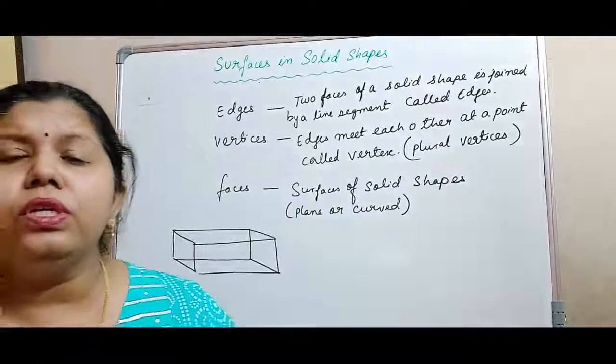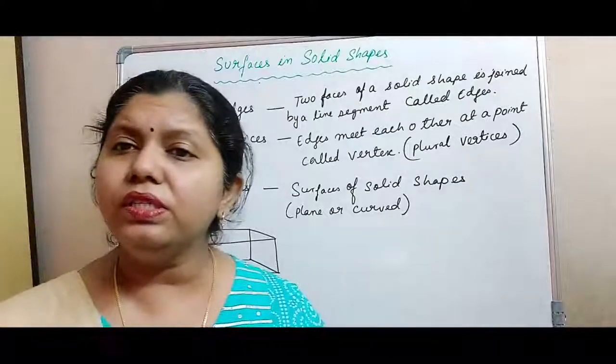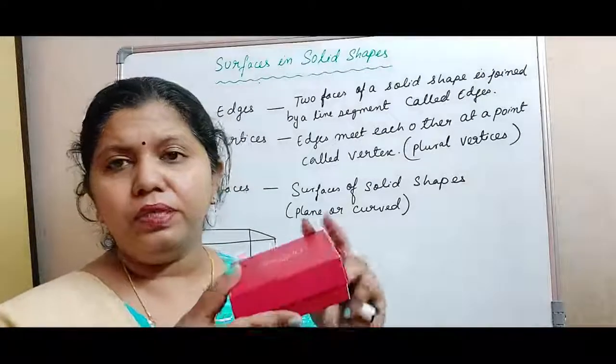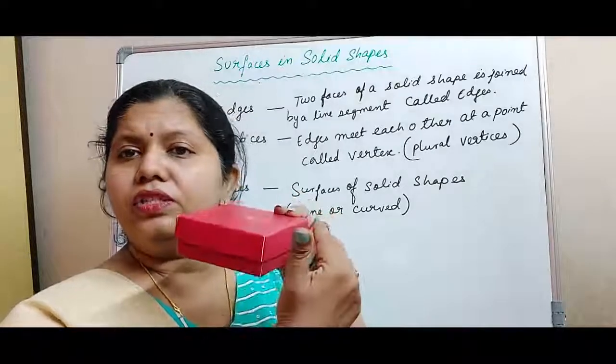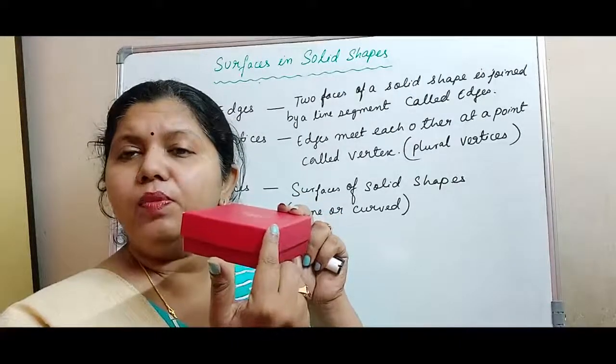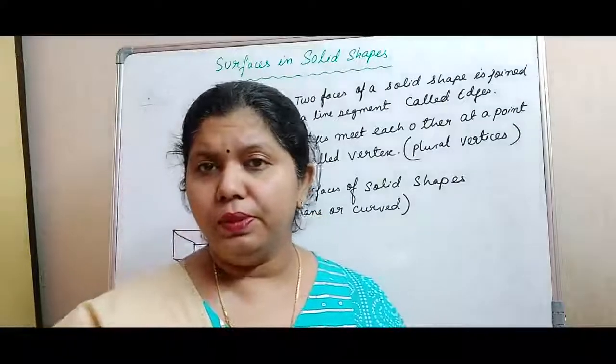Now what about a vertex? What is a vertex? Any two edges, if you see, will meet at a point. Suppose I consider this edge and this edge. They both meet at this point. So this point is called the vertex of the solid shape.